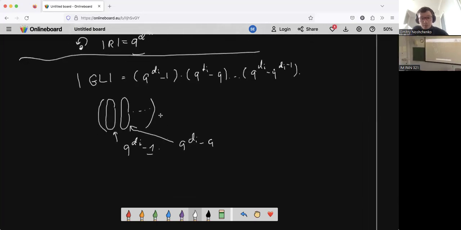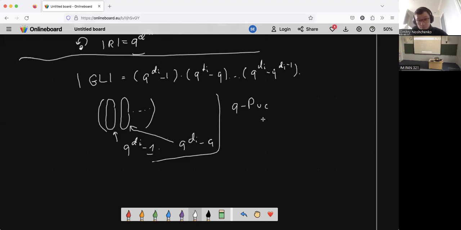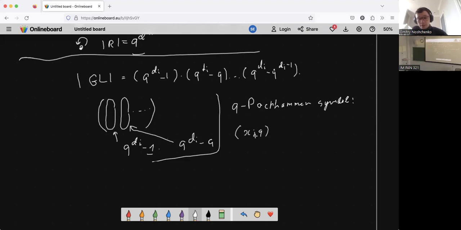And now we can also rewrite it in a slightly different way. We can introduce the q-Pochhammer symbol. This guy is given by the formula. It is a function of x and q, two variables, indexed by n, and it is just the product from k equals 0 to n minus 1 of 1 minus x q to the power k. And given that, we can now rewrite the size of GL.